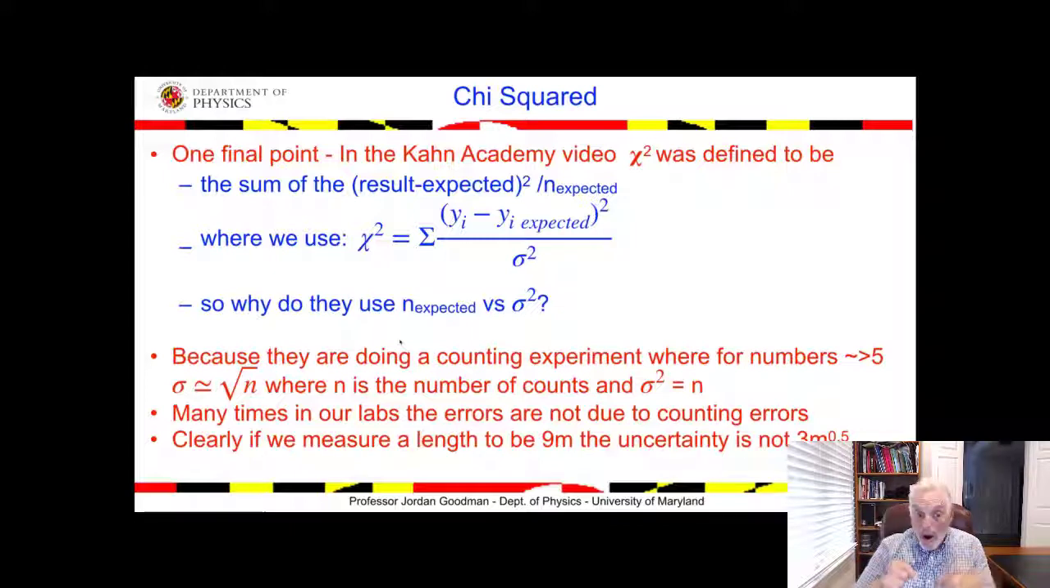Many times in our labs, however, the errors are not due to counting errors. Clearly, if we measure a length to be 9 meters, the uncertainty is not the square root of 9. It wouldn't even be in a unit of meters. So the point is that for counting experiments, putting it over the square root of the number is fine. For a measurement where you know sigma, you put the individual sigmas in the system.